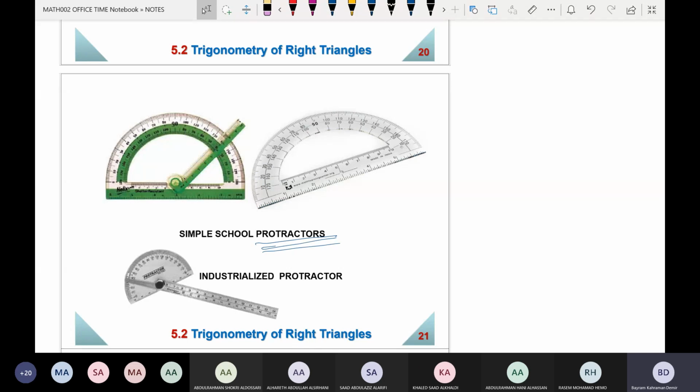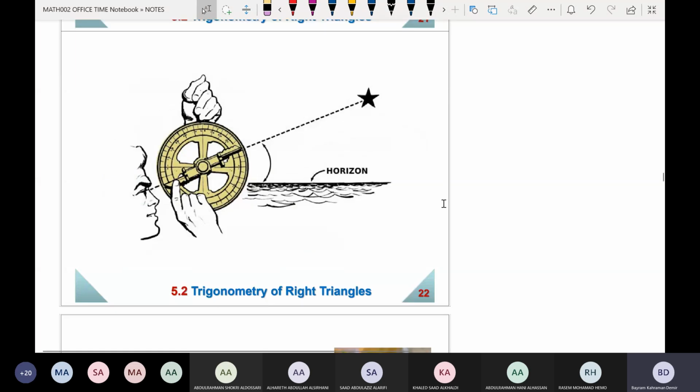How do we use these things? To measure angles, right? And also to draw a straight line, right? But the major thing we use them for is to measure the angle. And we have a little more interesting protractor here. This guy is trying to measure the angle between the sun and the horizon.